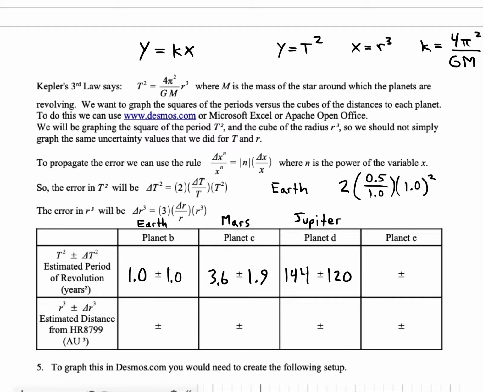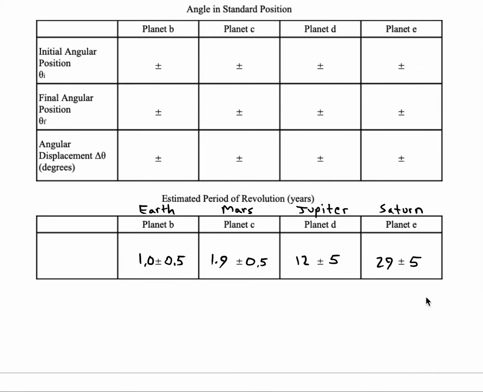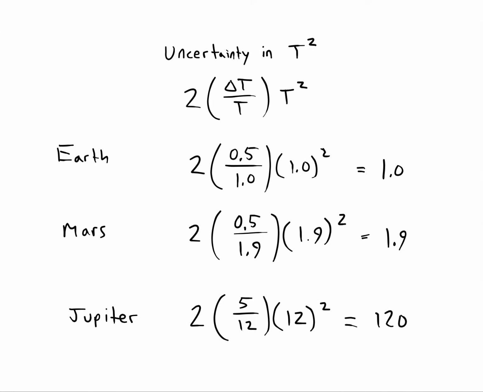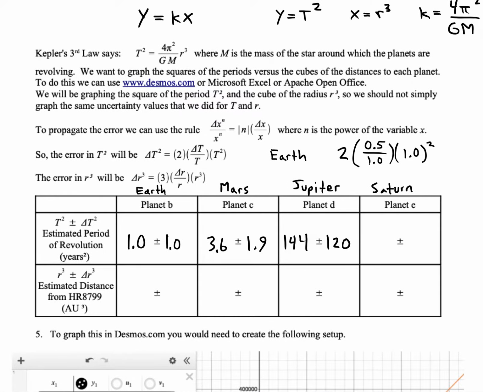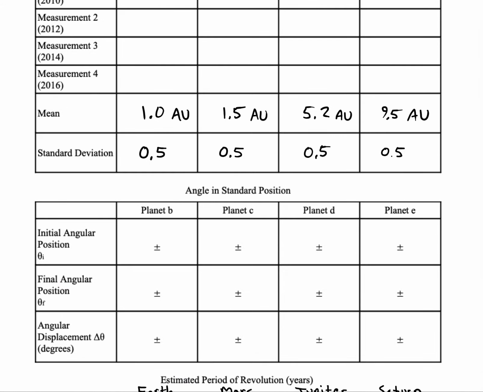And then for planet E, that is Saturn. Okay, we got 29 AU plus or minus 5. So 5 over 29 times 29 squared. 290. So we get 841 plus or minus 290. All right, that takes care of the t squared values. Next, we'll want the r cubed values. So that would be these.